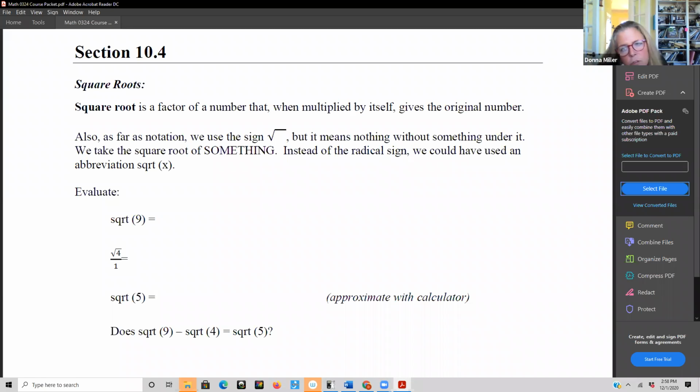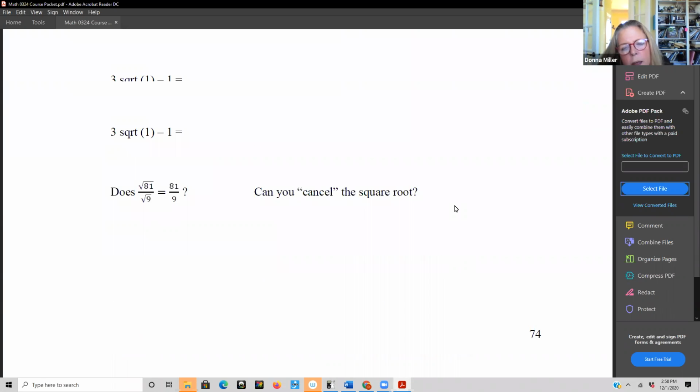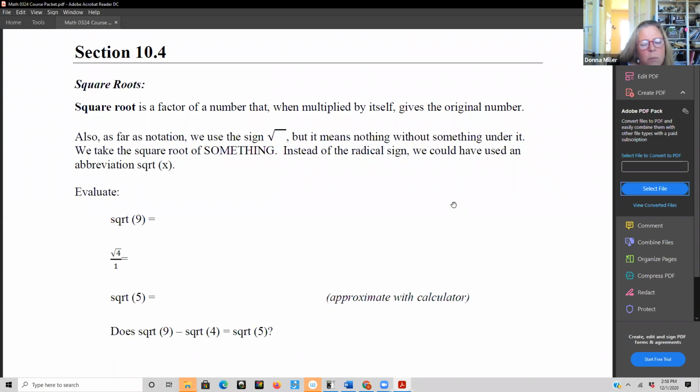All right, so this section, we're starting on section 10.4. We're going to start on page 74 today, because it doesn't make sense to do it in the order that they had it. So we're going to do it here. I may go a little bit out of order, but we'll get to the point eventually.